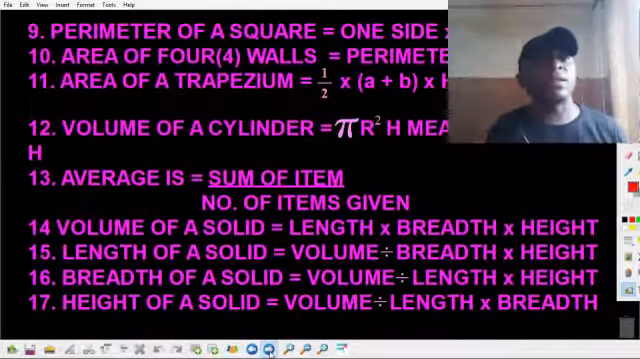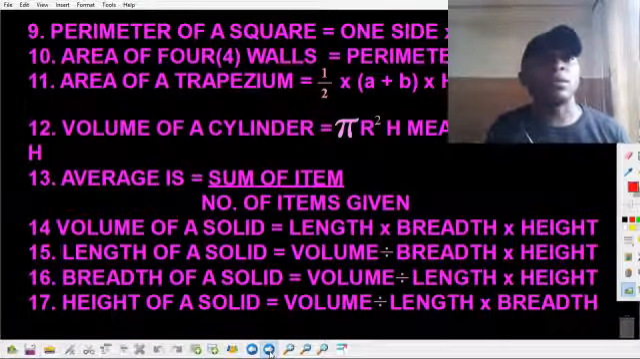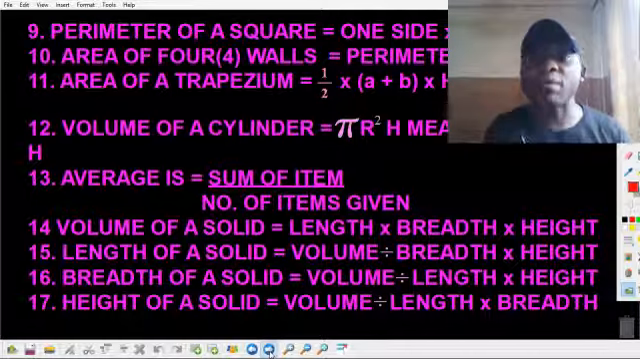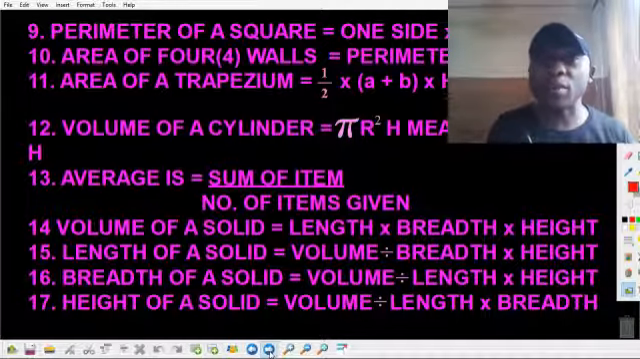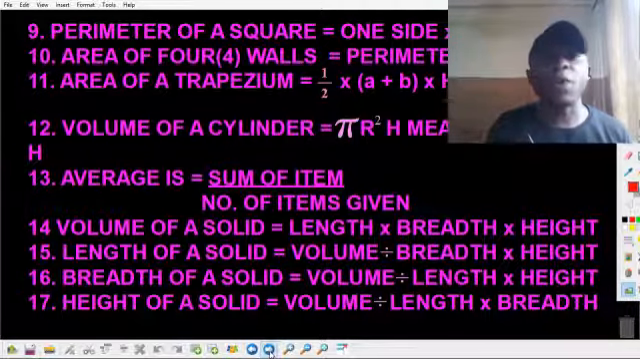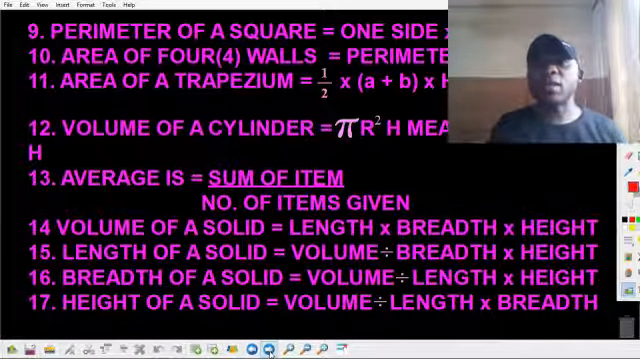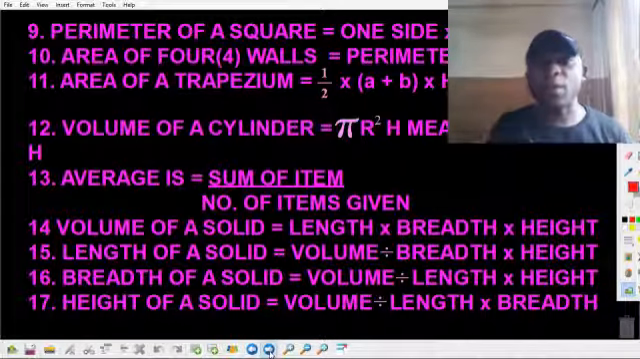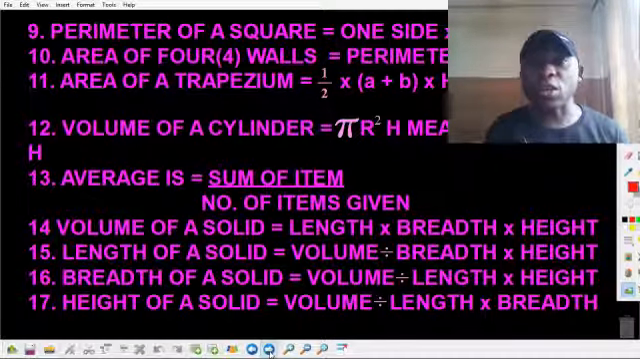Now let's look at the second one here. To find the perimeter of a square, we say one side times 4. That is one side of the square given multiplied by 4. Now area of 4 walls is equal to perimeter times height. Area of a trapezium is equal to half times A plus B times H.